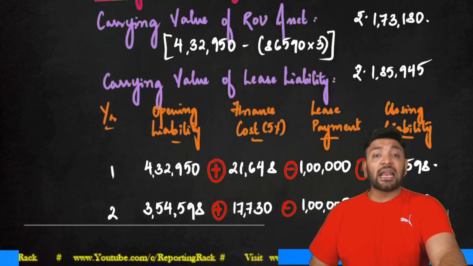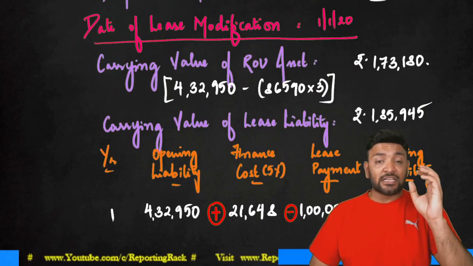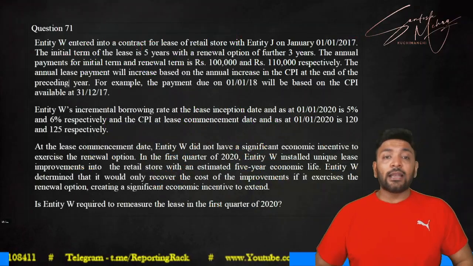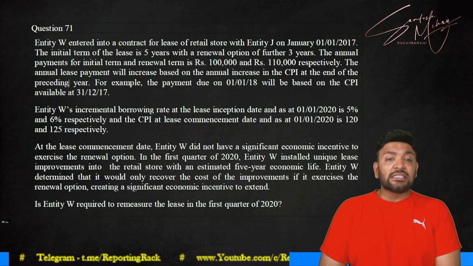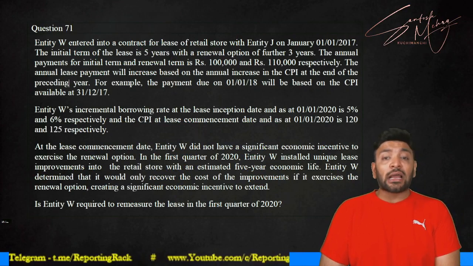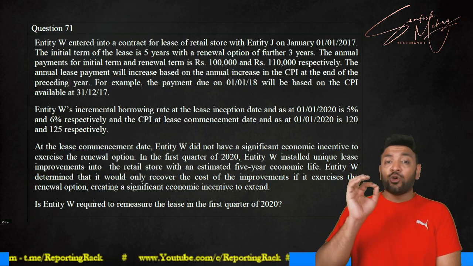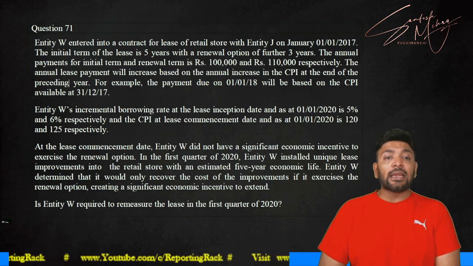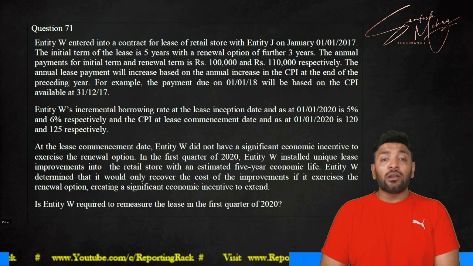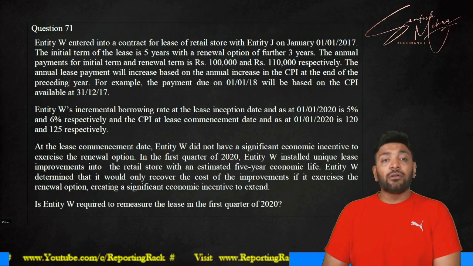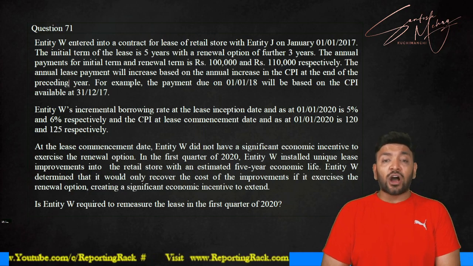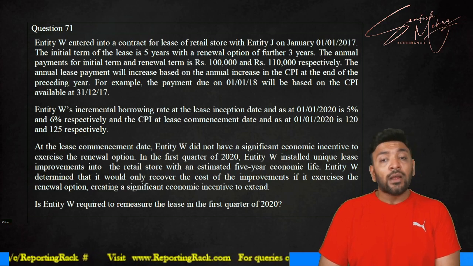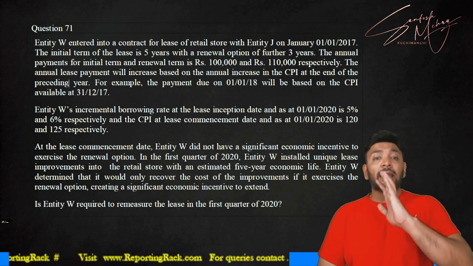On this day, you know what is the carrying value of ROU asset. You also know what is the carrying value of lease liability. On this day, there is a modification to the lease. What is the lease modification? Look at it. Now, at the commencement date, W did not have a significant economic incentive to exercise the renewal option. But in the first quarter of 2020, W installed a unique lease improvement into its retail store, which had an estimated 5 years of economic life. W determined that it will only recover the cost of improvement if it exercises the renewal option, creating a significant economic incentive to extend the lease from 5 years to 8 years.